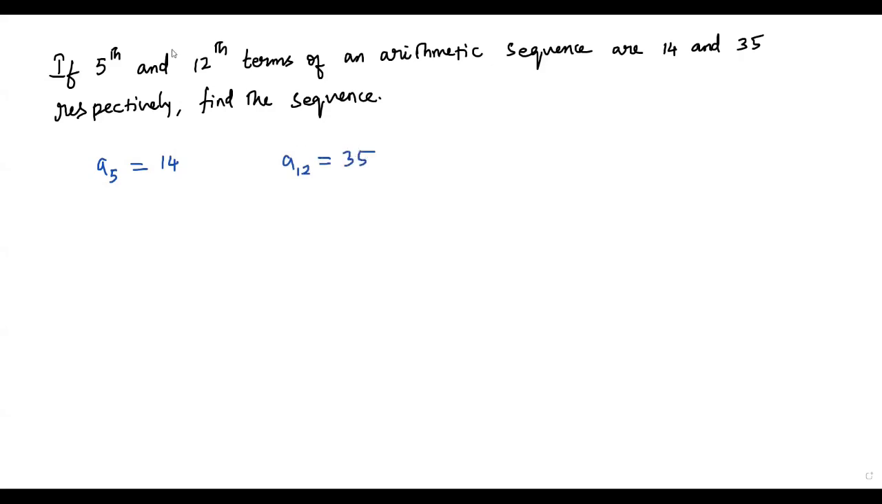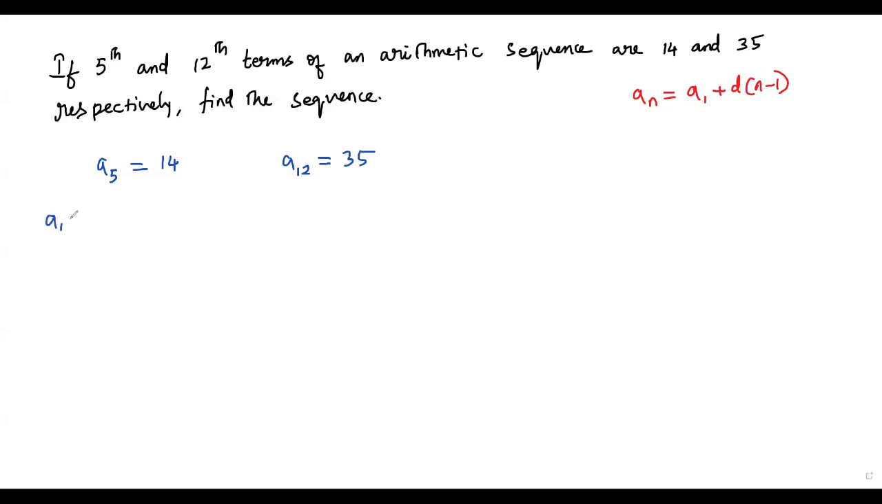Let's consider the formula for the nth term of an arithmetic sequence. The formula is An = A1 + D times (n - 1). So this is the formula we have for the nth term of an arithmetic sequence. We can use this formula to write an expression for A5. To get the expression for A5, I have to plug in n is equal to 5, replacing n by 5.